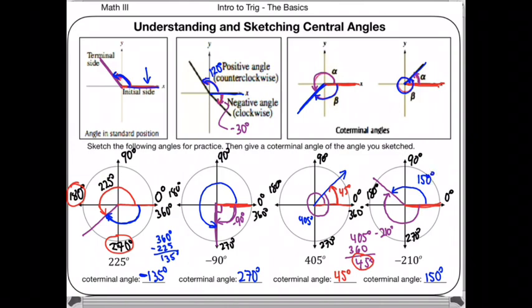Okay, so we have a lot of stuff to think about as far as what direction things go. First of all, where to start, right? Positive and negative angles, where negative angles could be pretty new to us, and then how to visualize angles that are going in each different direction to make coterminal angles.